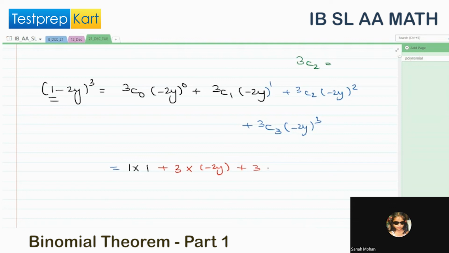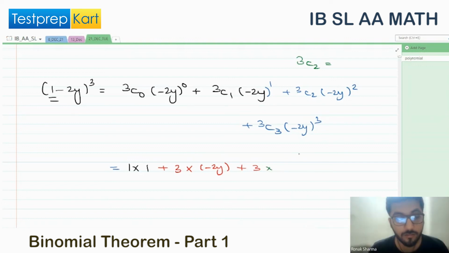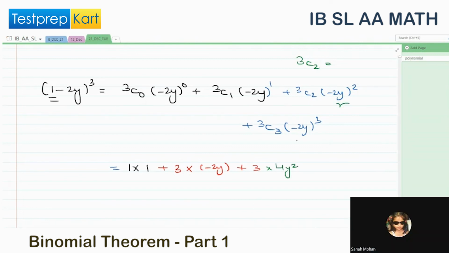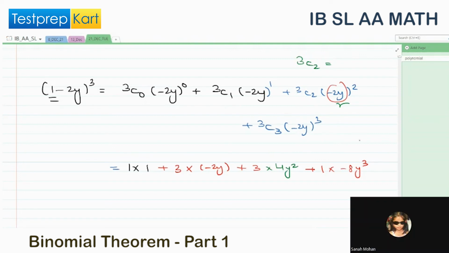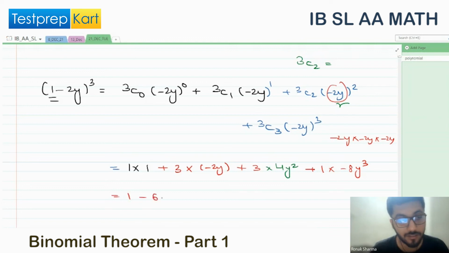So that will be 4y square, not 2y square. We are doing the square. Then 3c3 is 1, minus 2y cube will be minus 8y cube. Right? Minus 2y into minus 2y into minus 2y. We are getting 1 minus 6y plus 12y square minus 8y cube. This is your answer. Got it?